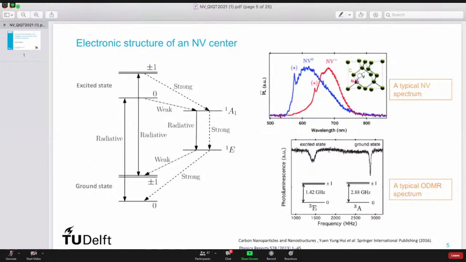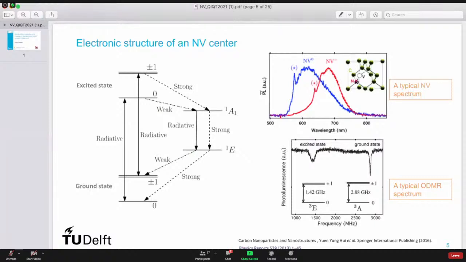It's the same for the ms = ±1 state. Now there is also a high probability that if the system is in the ms = ±1 state at the excited state, it decays to the ground state ms = 0 state through two metastable states. This has a strong probability. It also happens the other way. From ms = 0 of the excited state, it can come down to the ms = ±1 state in the ground state, but that has weak probability.